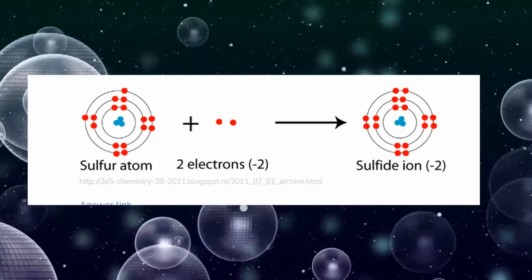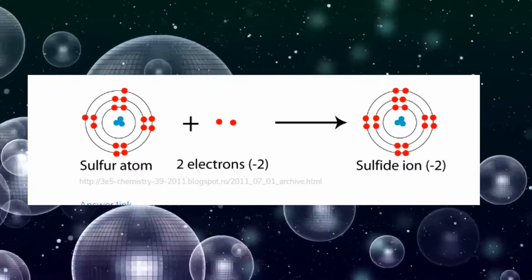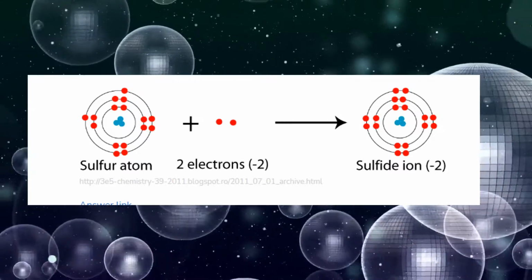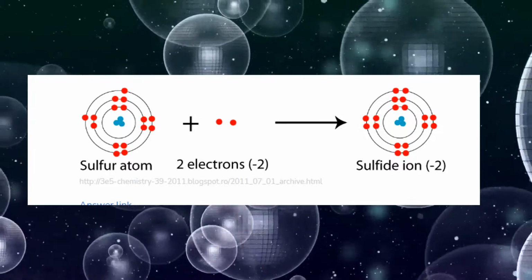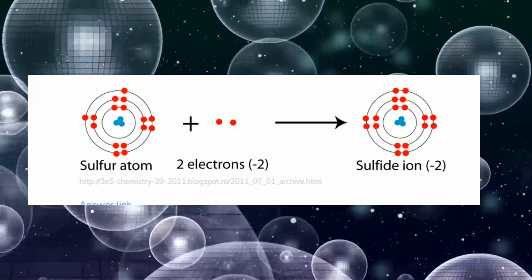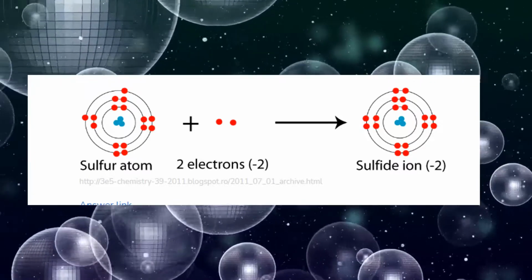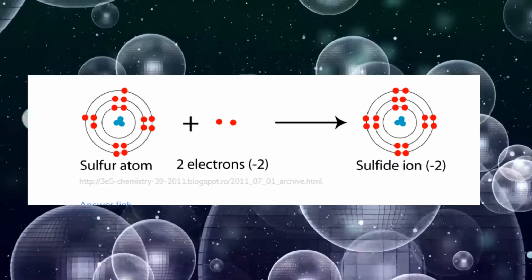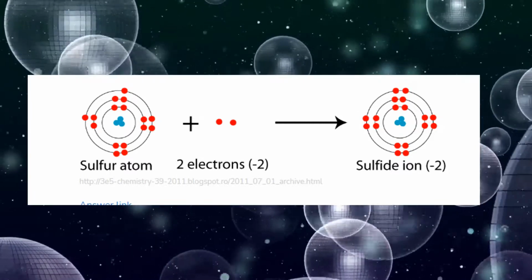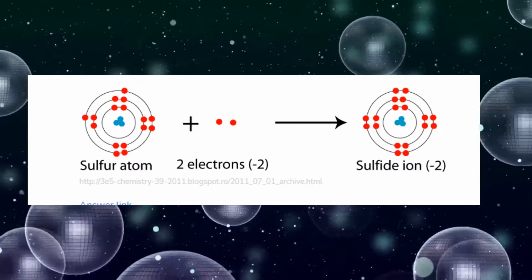A neutral sulfur atom has an atomic number equal to 16, which means that it has 16 protons inside its nucleus and 16 electrons surrounding its nucleus. For each electron gained, the ion's overall charge decreases by 1 unit, which further confirms the fact that the neutral sulfur atom gained 2 electrons to get the 2- charge.